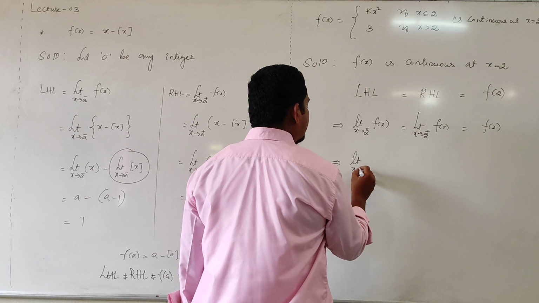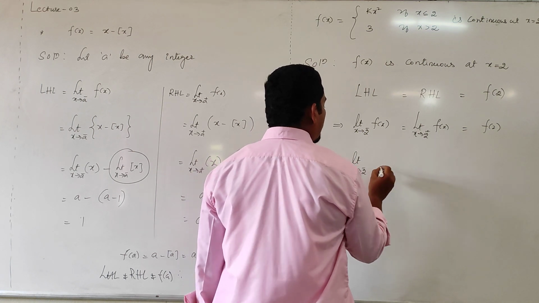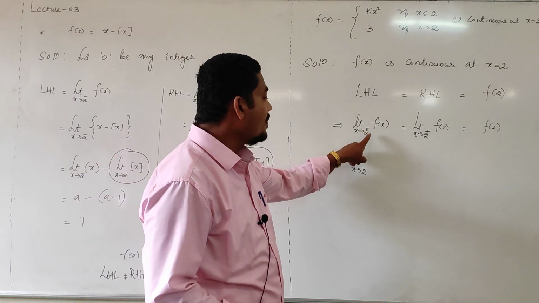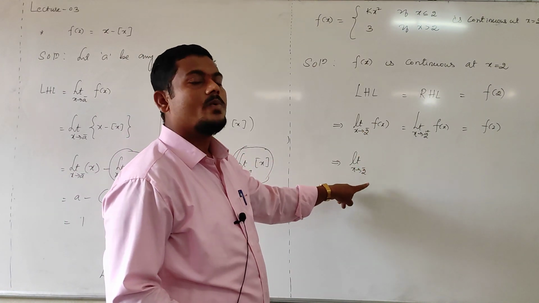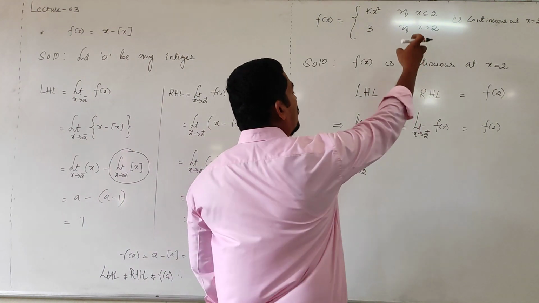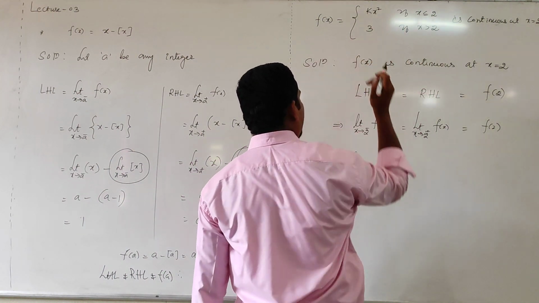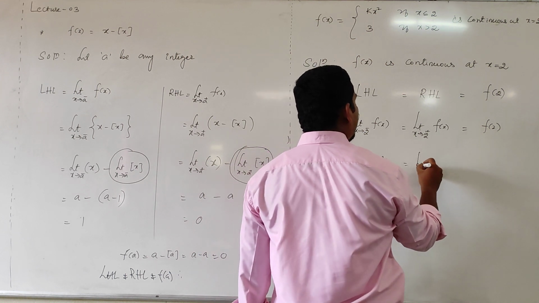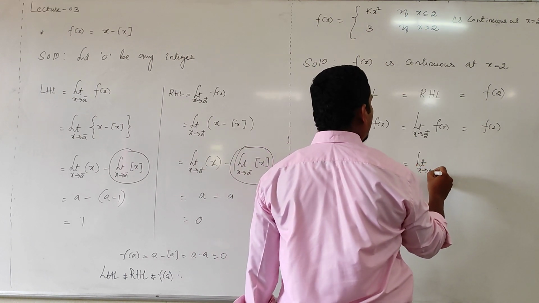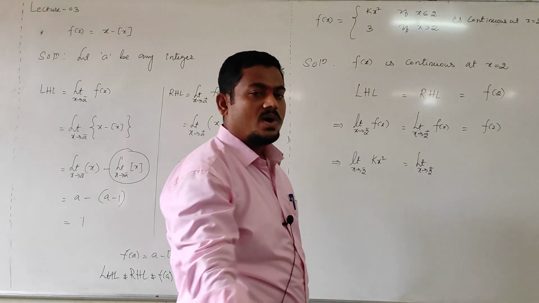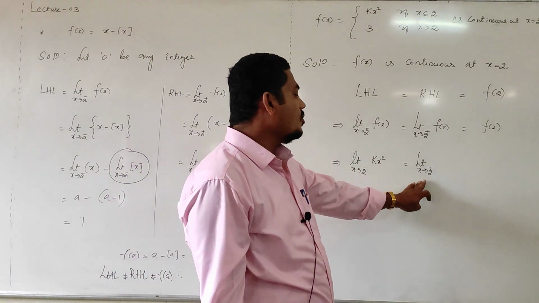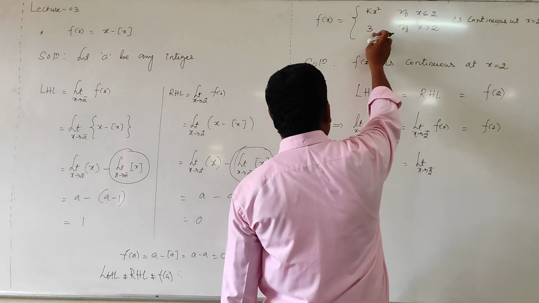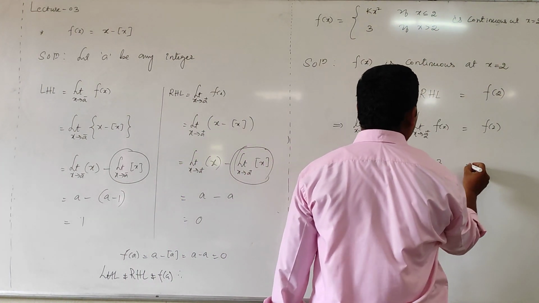Now, limit x extending to 2 minus, what is our f of x? Extending to 2 minus means x value less than 2. Once x value is less than 2, what is our f of x? Kx square. Then limit extending to 2 plus means more than 2. Once x value is more than 2, what is our f of x? When x value is more than 2, our f of x is a constant function, that is 3.